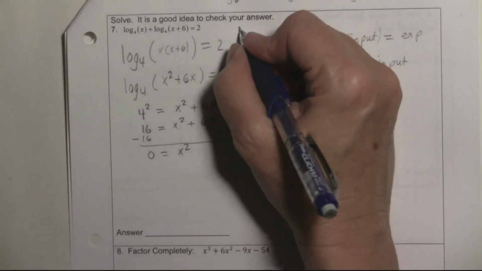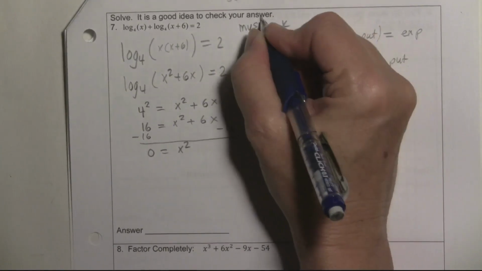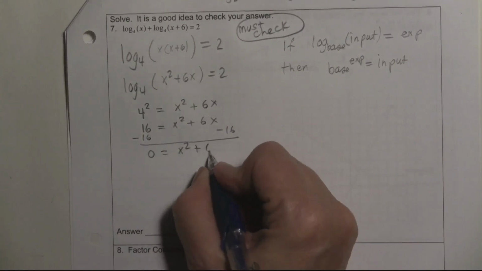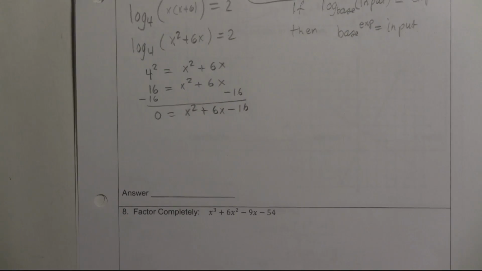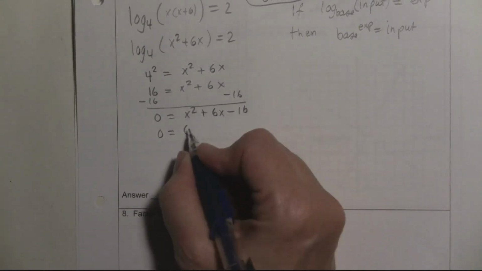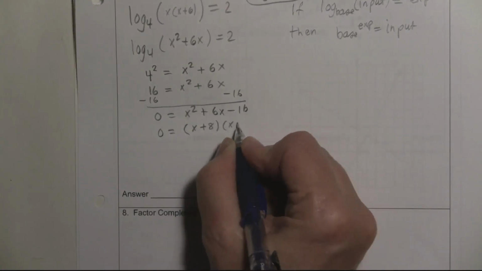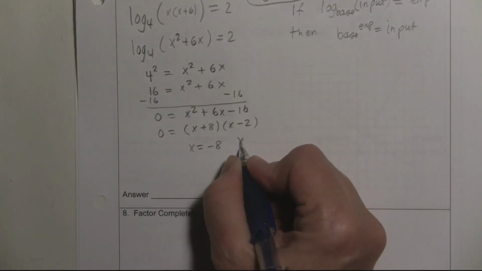Did anyone say that logs are must check? Well, if I didn't say it before, I'm saying it now. Plus 6x minus 16. And you guys are like, we've done this problem so many times. It's x plus 8, x minus 2. So x equals negative 8 and x equals 2.